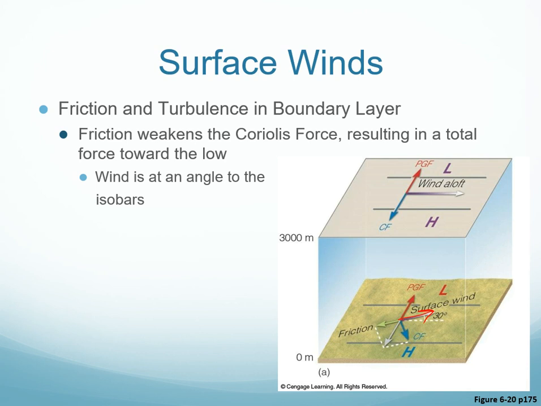Now that's what's happening at the surface, but while that's happening, look here aloft. About 3 kilometers up, well outside of the planetary boundary layer, you're looking at roughly the 700 millibar level. You have a purely geostrophic wind because friction is not weakening the Coriolis force.